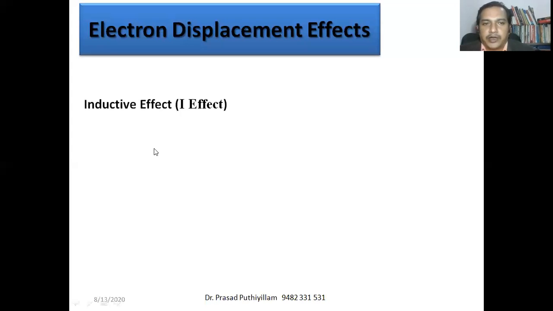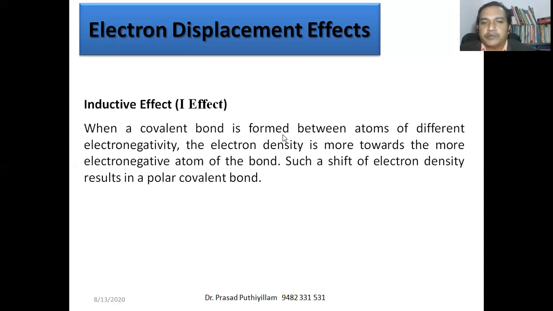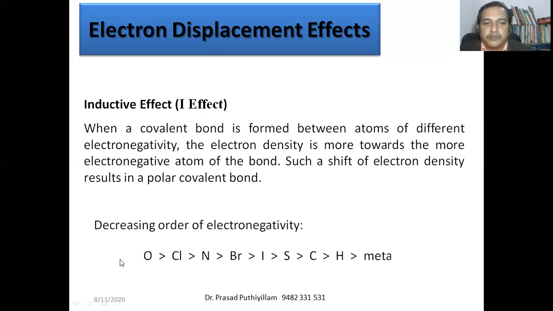So, the inductive effect, which is also written as I effect. When a covalent bond is formed between atoms of different electronegativity, the electron density is more towards the more electronegative atom of the bond. Such a shift of electron density results in a polar covalent bond. For example, fluorine is more electronegative than oxygen, and in this series the decreasing order is given, and the last one is metals. This is the decreasing order of electronegativity.